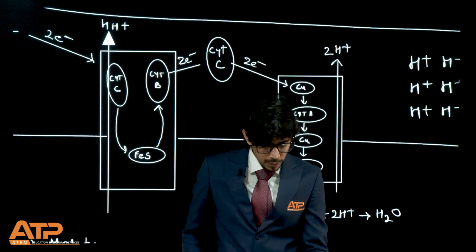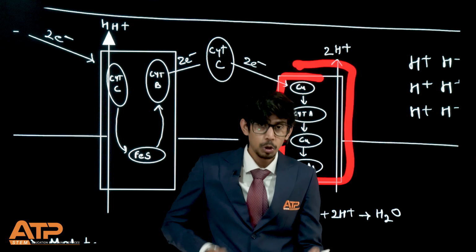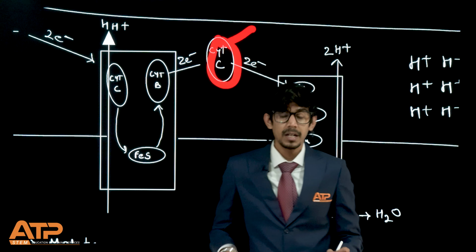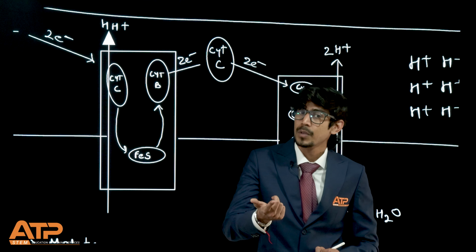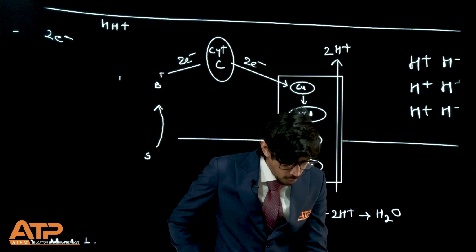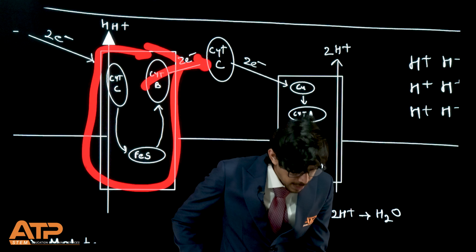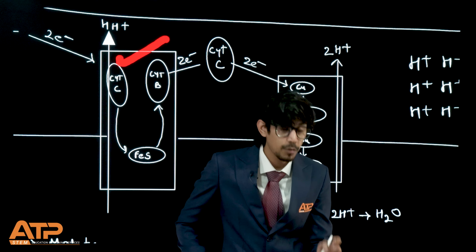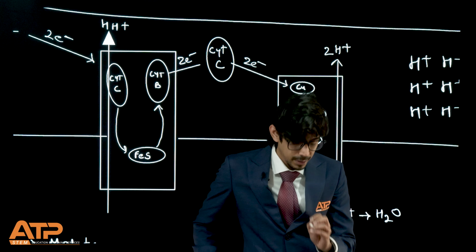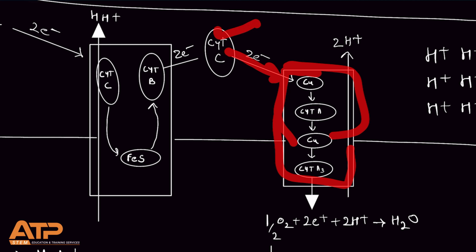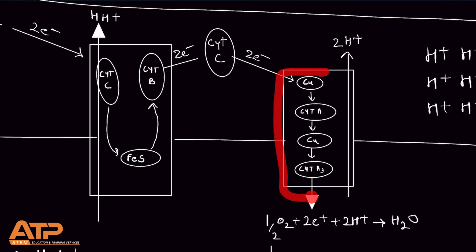Now see, when complex 4 takes up two electrons from cytochrome C, cytochrome C will get what? Oxidized. So see, complex 3 was reducing cytochrome C, therefore complex 3 was called cytochrome C reductase. But when cytochrome C gives its electrons to complex 4, the cytochrome C gets what? Oxidized. So therefore complex 4 is called cytochrome C oxidase.